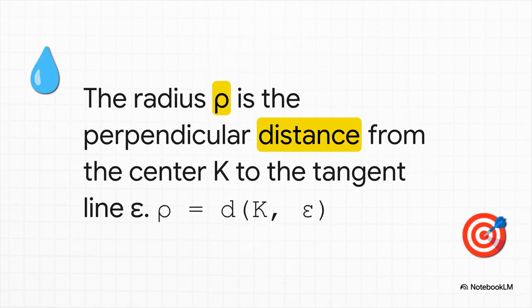Once again, it all comes back to finding that radius. There's a really important rule in geometry. A radius and a tangent line always meet at a perfect right angle. Always. That means the radius represents the shortest possible path from the center to that line. So we just need to calculate that perpendicular distance. Once we have that number, we found our radius and we're good to go.